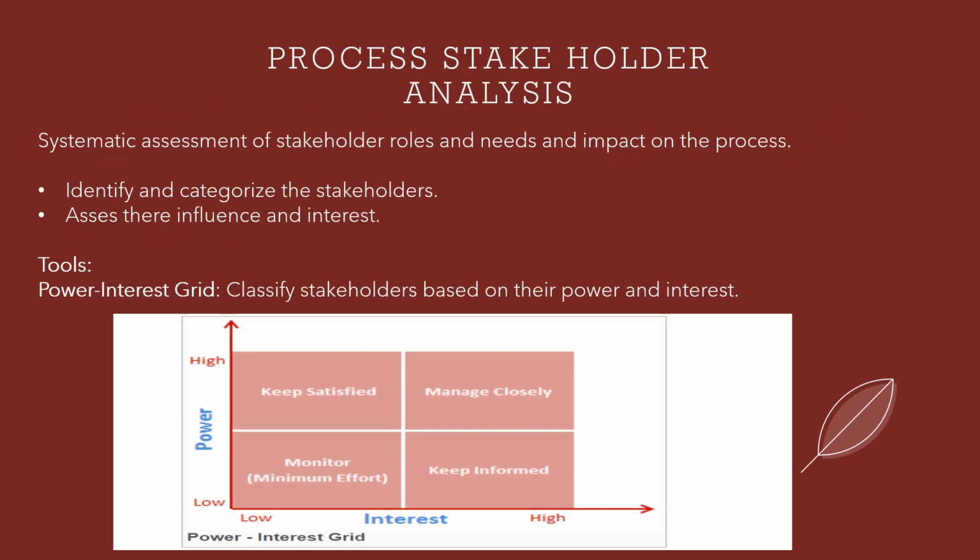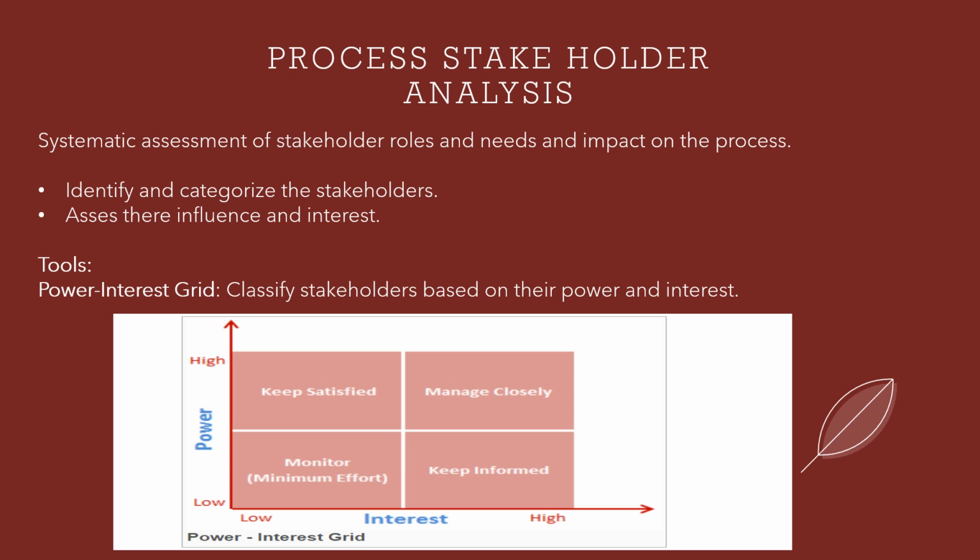Process stakeholder analysis. It is a systematic assessment of stakeholder roles, needs, and impact on the processes. It is to identify and categorize the stakeholders, and assess their influence and interest. The tool used for process stakeholder analysis is the power-interest grid. It classifies stakeholders based on their power and interest. The figure explains the different approach we should have to segregate and prioritize stakeholders.